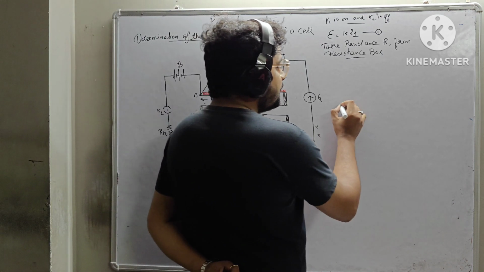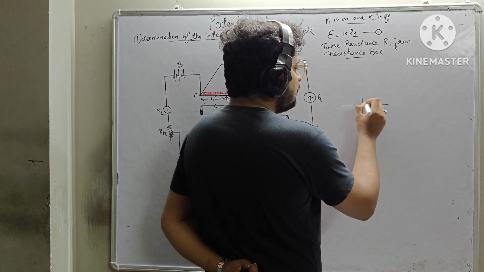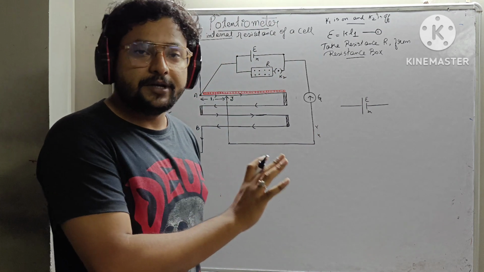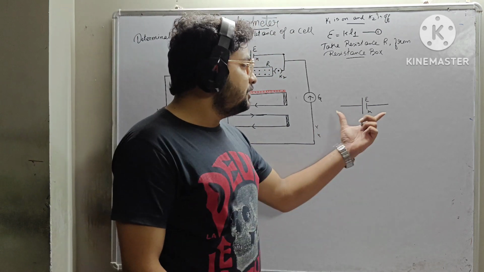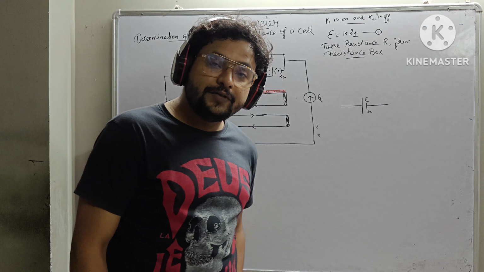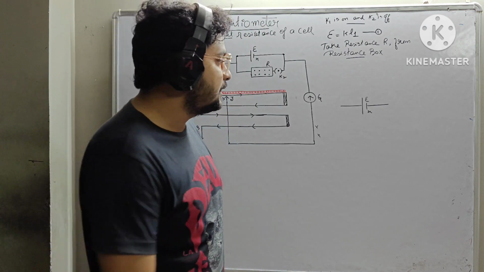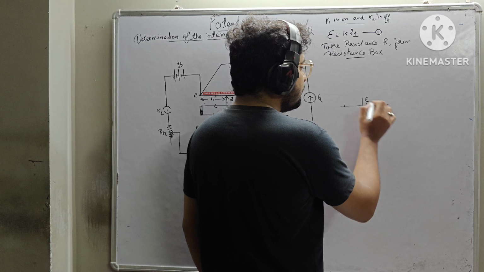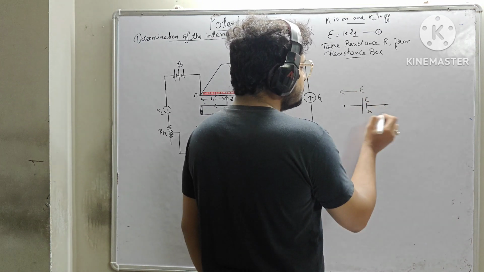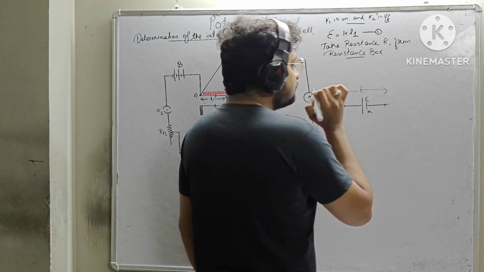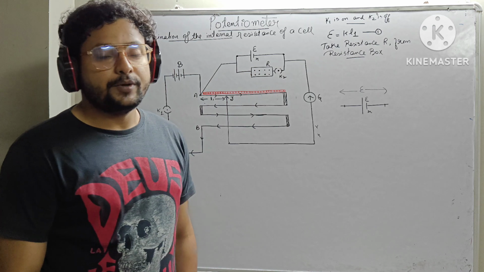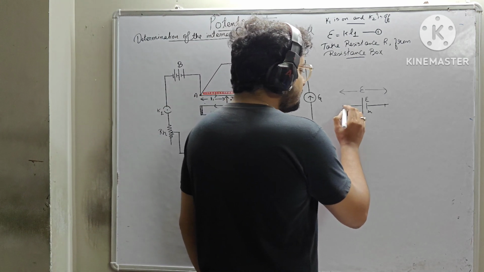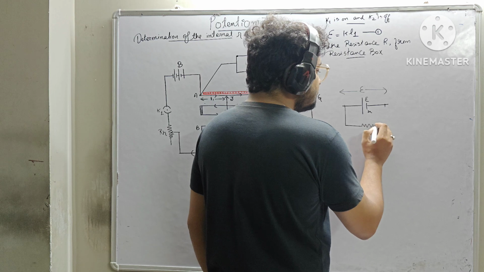Now you see, if we only have a cell of EMF E and internal resistance R, I am just drawing it separately so that you can understand. Then I can say that the potential difference between this point and this point is E. Suppose you have a 12 volt battery. So the potential difference between this point and this point is E.